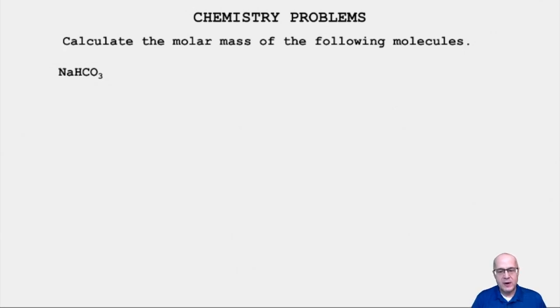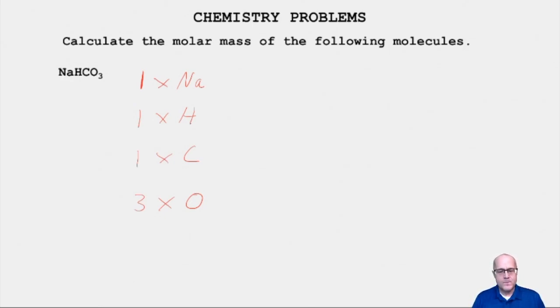First things first, break down the formula. So if you look at this formula, we have 1 sodium, so 1 times Na, 1 hydrogen, 1 times H, 1 times carbon, and 3 times oxygen. No problem. You guys already learned how to break down formulas, how to count atoms and ions, no problem.